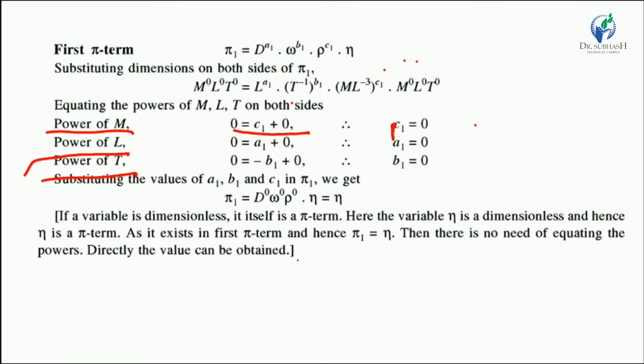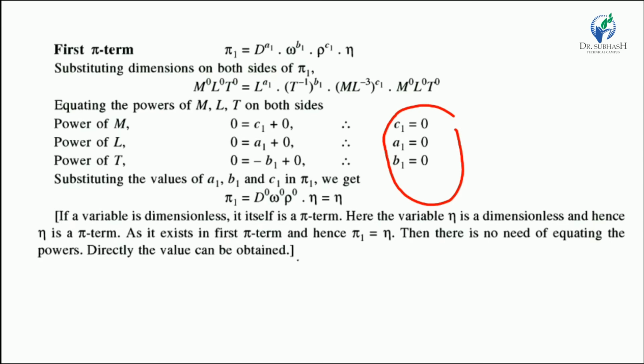Now the power of T is compared: minus B1 and 0. So all values of MLTs are 0, so the powers are 0. So the equation is efficiency is equal to efficiency.